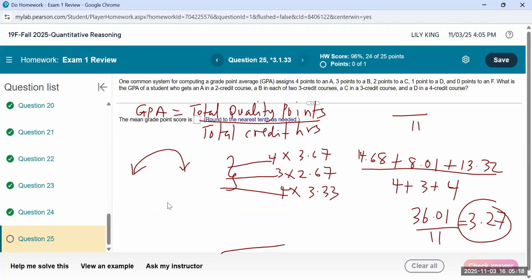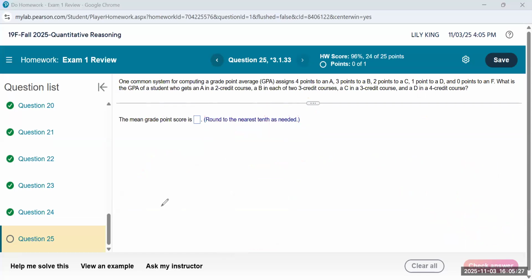Now, last question, which is question 25, is also a GPA problem. This time we don't have the table already built up for us. We have to build our own table and then do the math from there. So here we have an A is 4 points. If you score a B, that is 3 points. C is 2 points. D is 1 point. F is 0 points. What is the GPA of a student who gets an A in a 2 credit course?